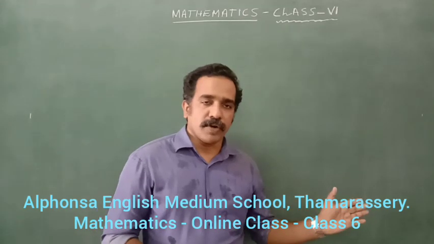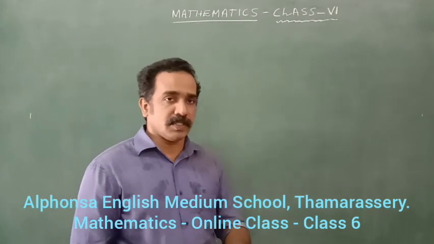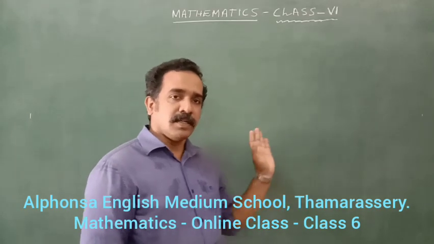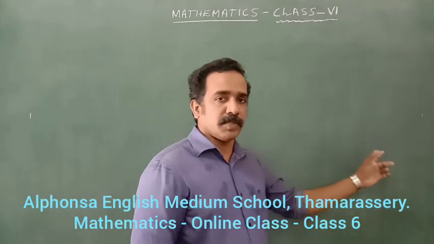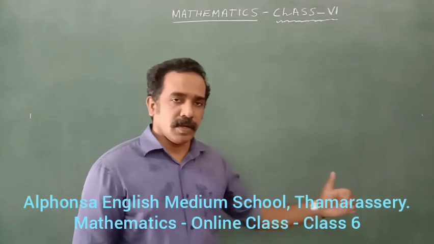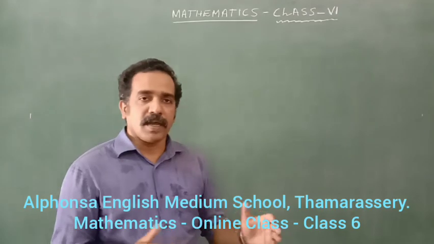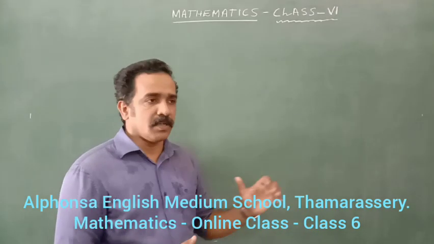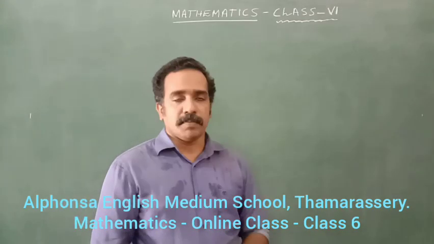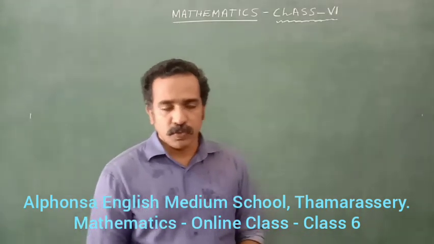And the order of arithmetic operations we also discussed. Division and multiplication we have to do first, from left to right, and then addition and subtraction from left to right, whichever comes first. That is what we discussed in the last session. Today I think we can have a revision, an overview of the entire chapter, and I will solve some examples on the board. There will not be any other notes, because the notes are already given for chapter 2.